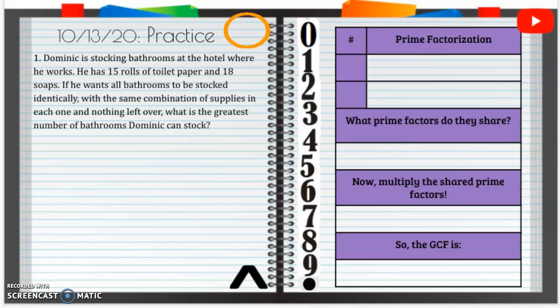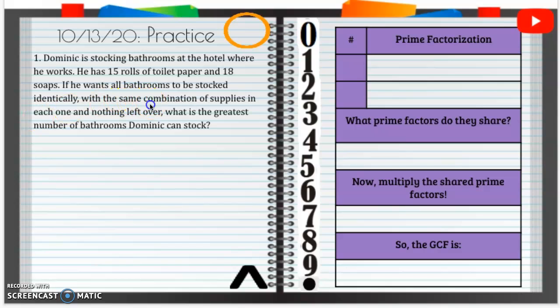October 13th, 2020 practice. Dominic is stocking bathrooms at the hotel where he works. So he has 15 rolls of toilet paper and 18 soaps. If he wants all the bathrooms to be stocked identically with the same combination of supplies in each one and nothing left over, what is the greatest number of bathrooms Dominic can stock?